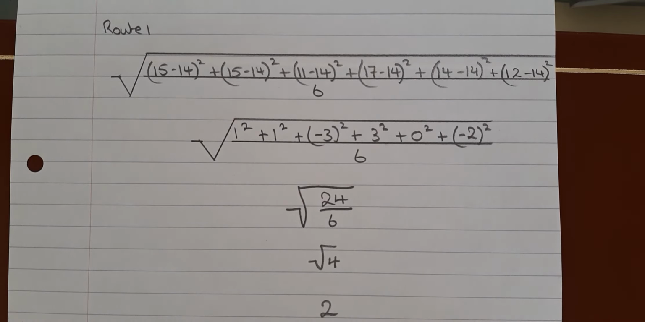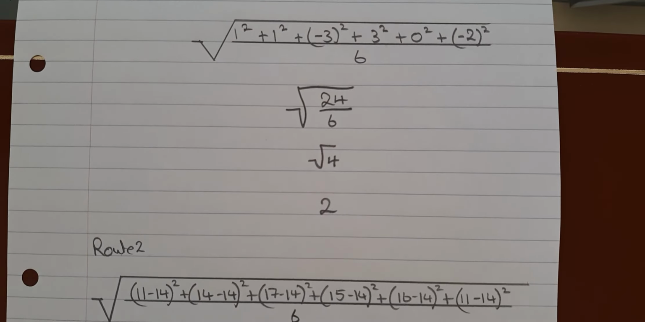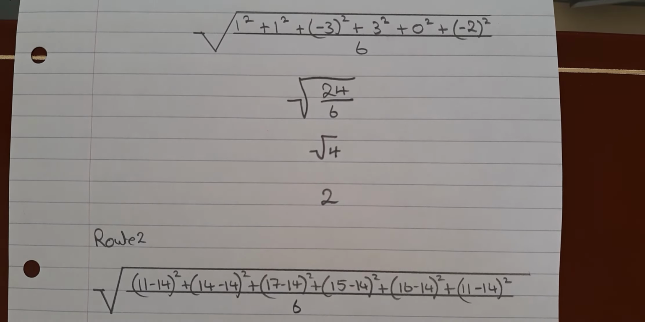Moving on to root 2, we follow the same process. So the square root of the difference between each of the roots from the mean squared all over the number of roots. So we have 11 minus 14 squared, 14 minus 14 squared, 17 minus 14 squared, 15 minus 14 squared, 16 minus 14 squared, and 11 minus 14 squared, all over 6.